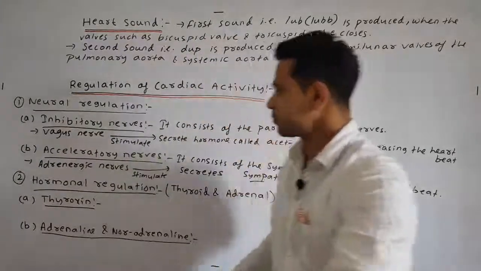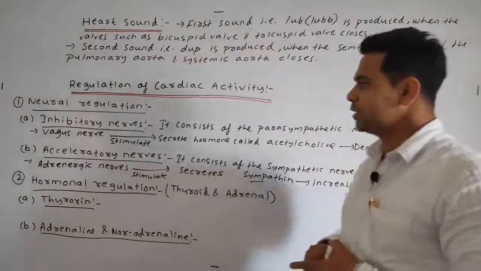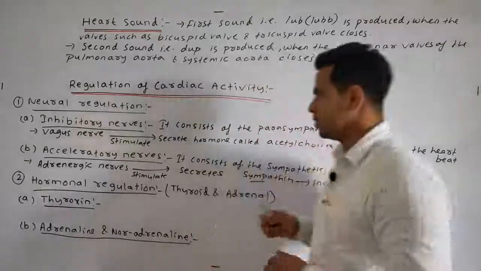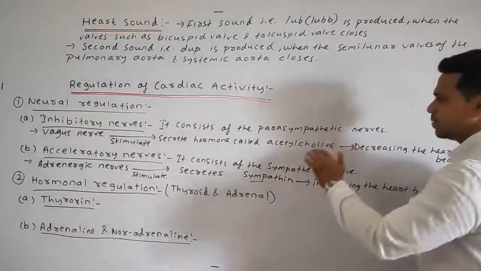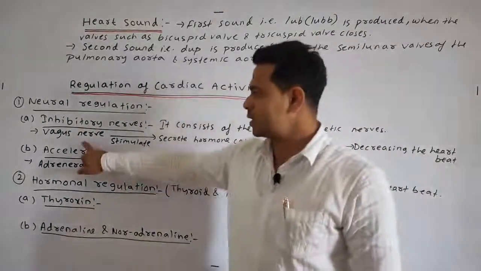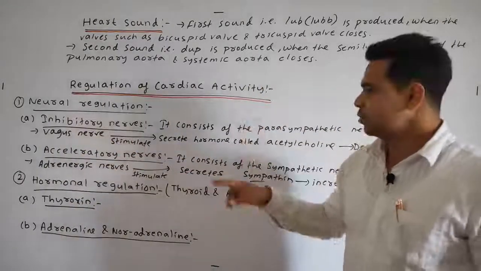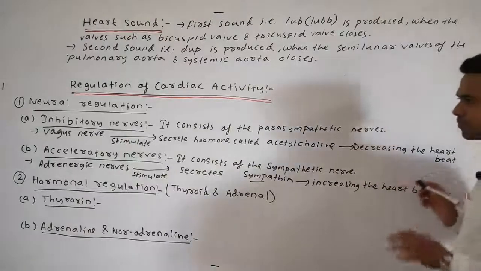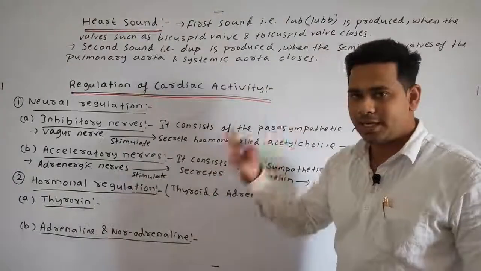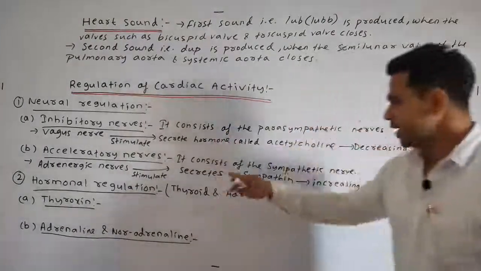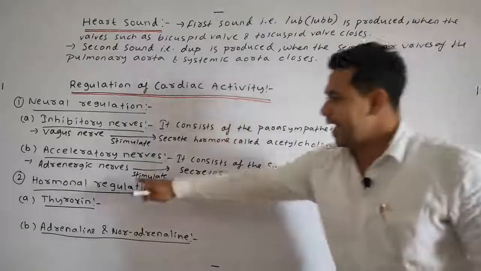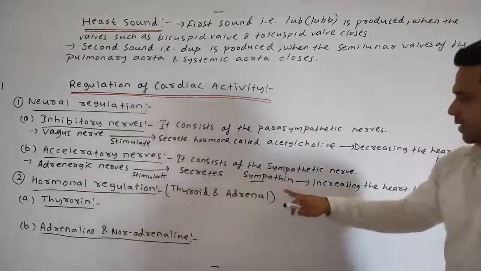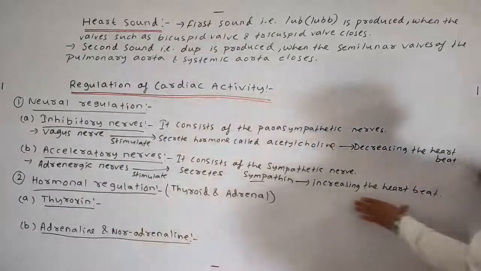So what we have discussed: the inhibitory nerves help in decreasing the heartbeat. They consist of the parasympathetic nerves, and the nerve associated is called the vagus nerve. It stimulates to secrete the hormone acetylcholine, which helps in decreasing the heartbeat. Whereas accelerator means increase. It consists of the sympathetic nerve, and the adrenergic nerve is associated with it. It stimulates to secrete the sympathin, which helps in increasing the heartbeat.